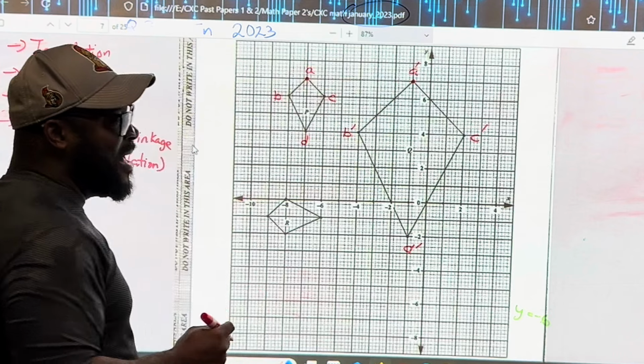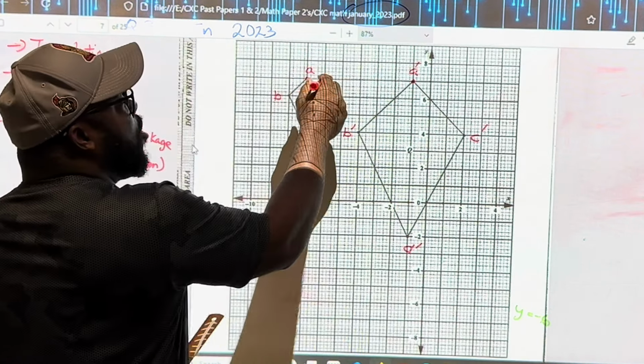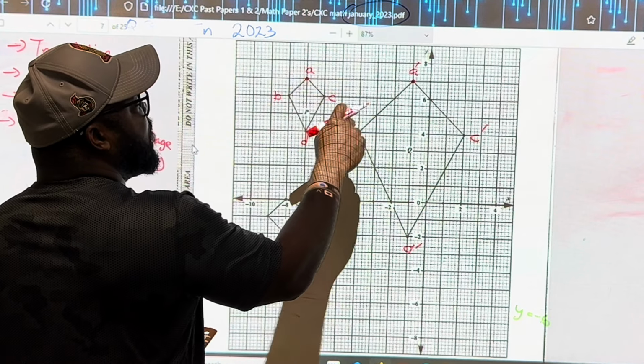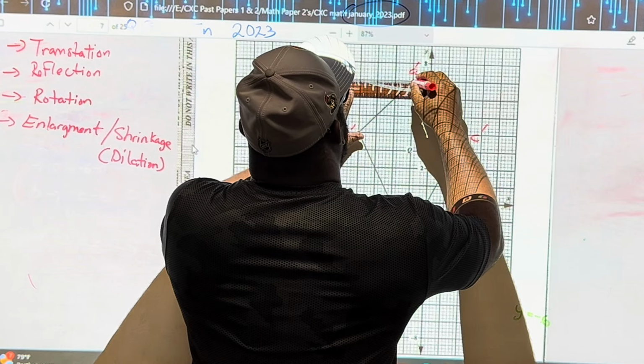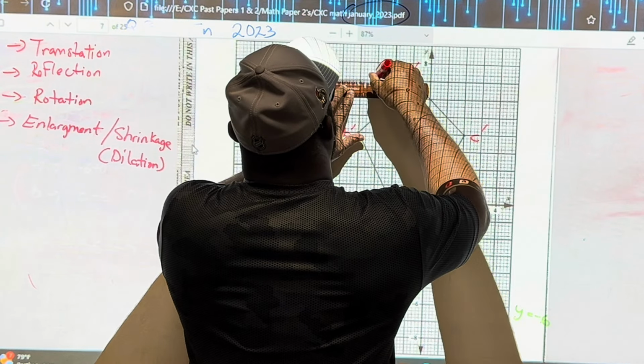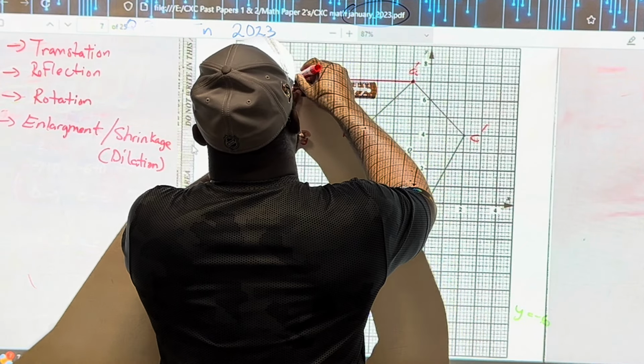Don't waste the time. Take a ruler, right? Now, watch. Take a ruler, and draw a line right off the page. Right off the page.